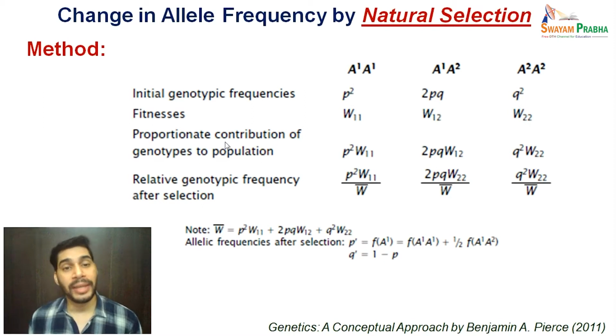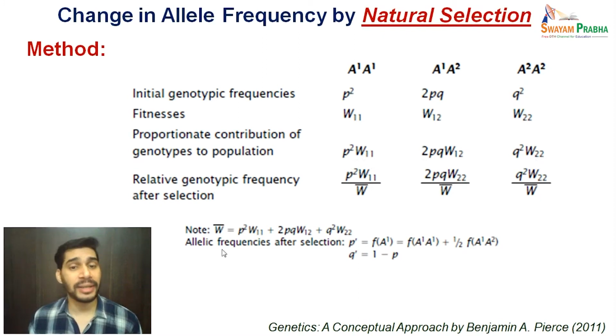Now you can calculate further the relative genotypic frequencies after selection. So the contribution of genotypes to a population divided by the mean fitness in each case gives us the expression for relative genotypic frequencies. What we mean by mean fitness is the sum of all the contributions of genotypes to the population. So that is p square W11 plus 2pq W12 plus q square W22.